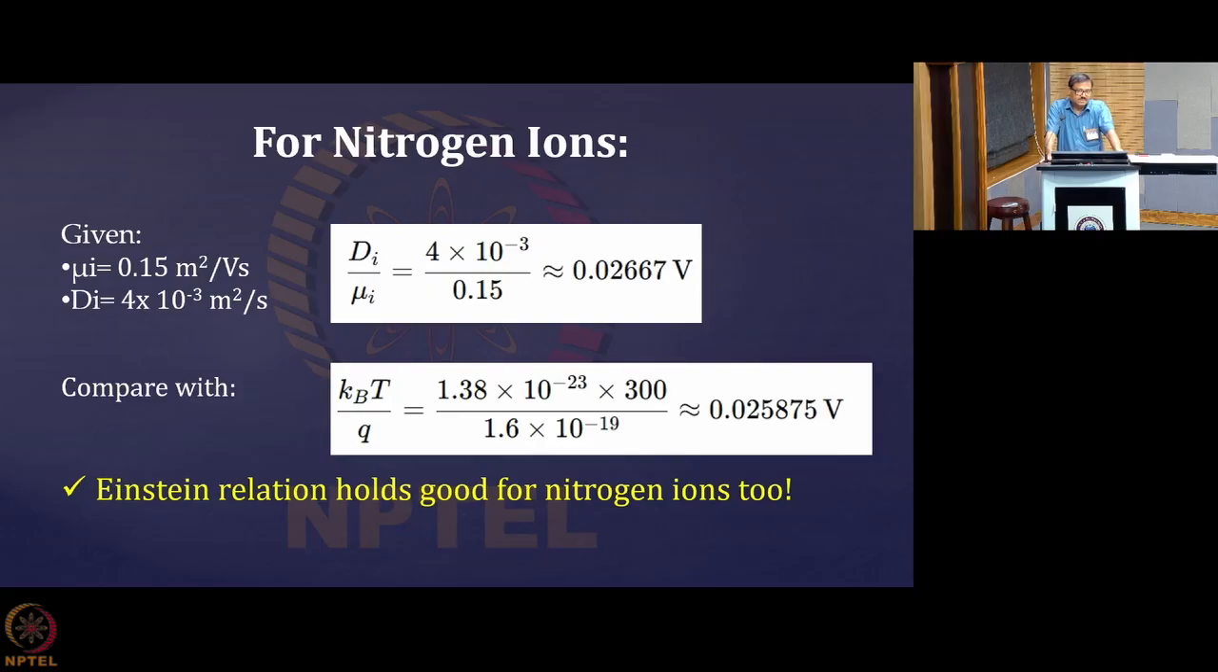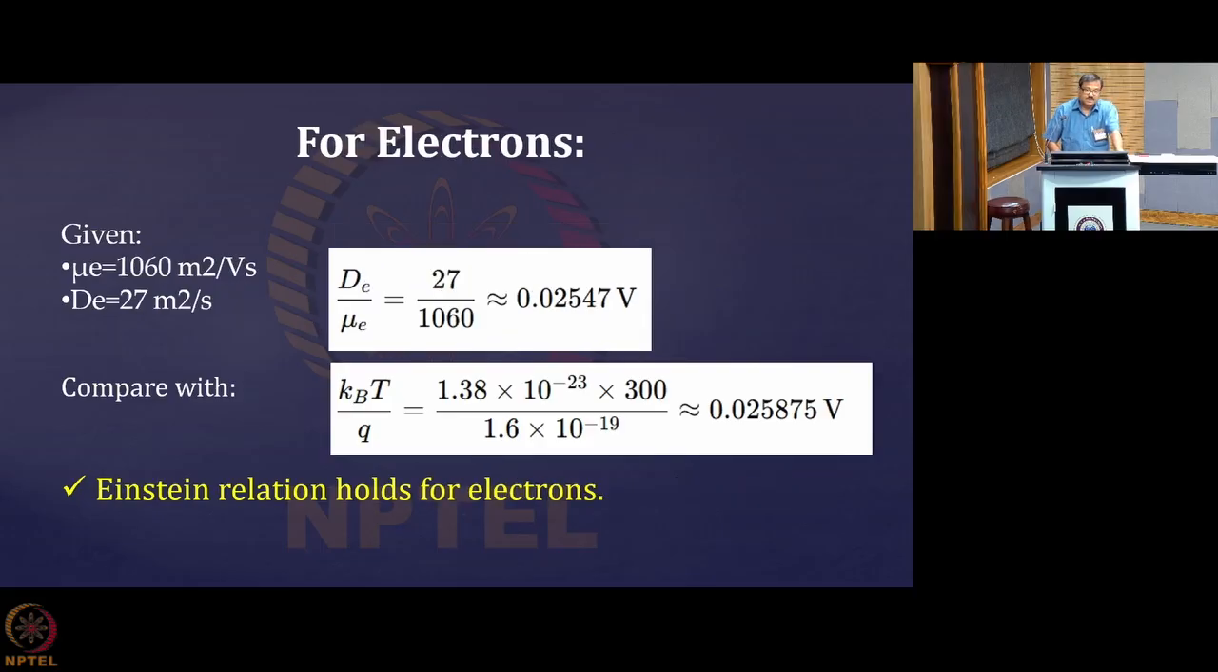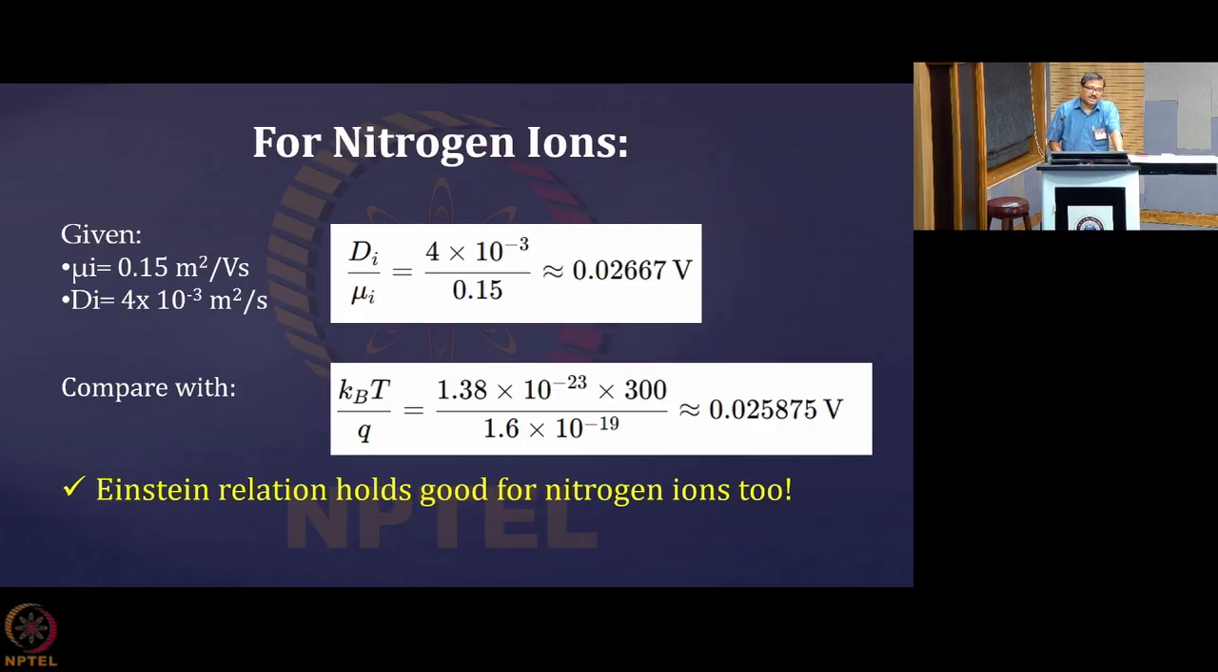Both are quite less compared to the electrons. So, these are the electrons, this mobility and diffusion coefficients, and here the same for ions. You can see how low they are. But D by mu, the ratio, is again coming to be nearly the same, 0.02667. And when you calculate kT by Q, because it is always the same temperature, you are getting the same value as the previous one.